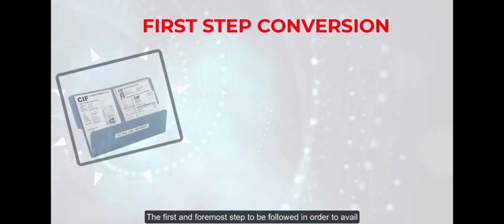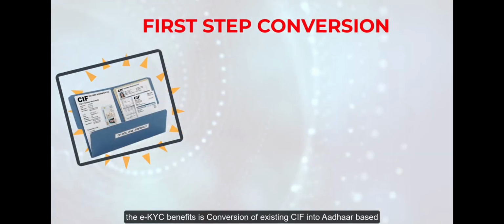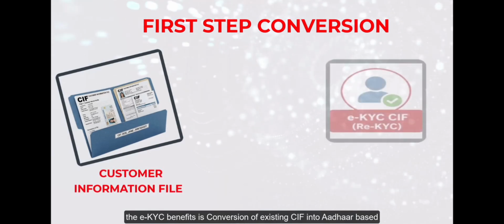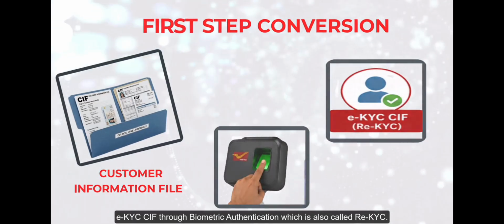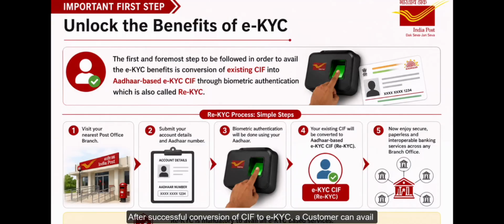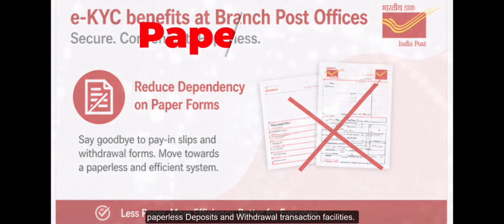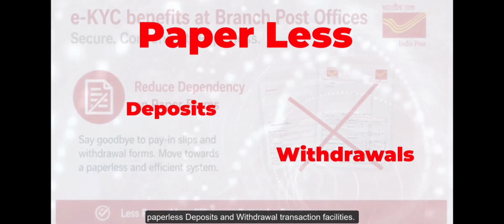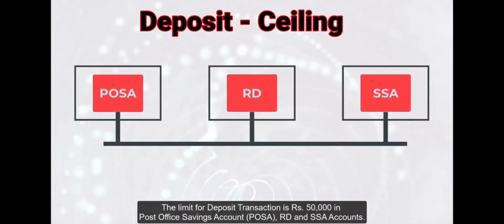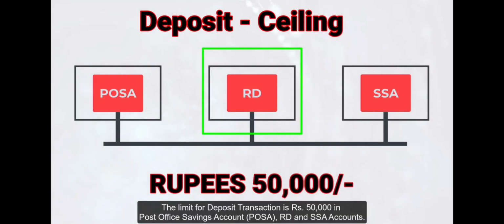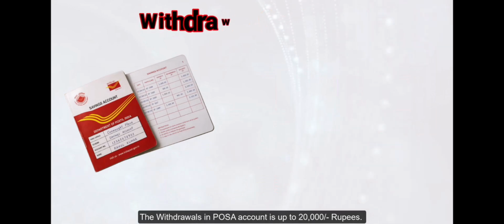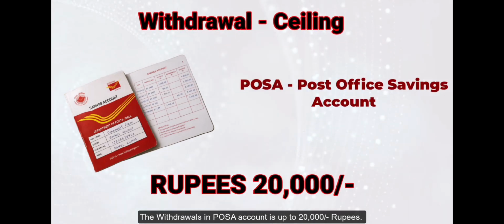The first and foremost step to be followed in order to avail the eKYC benefits is conversion of existing CIF into Aadhaar-based eKYC CIF through biometric authentication, which is also called re-KYC. After successful conversion of CIF to eKYC, a customer can avail paperless deposit and withdrawal transaction facilities. The limit for deposit transaction is 50,000 in post office savings account, RD and SSA accounts. The withdrawal in POSA account is up to 20,000 rupees.